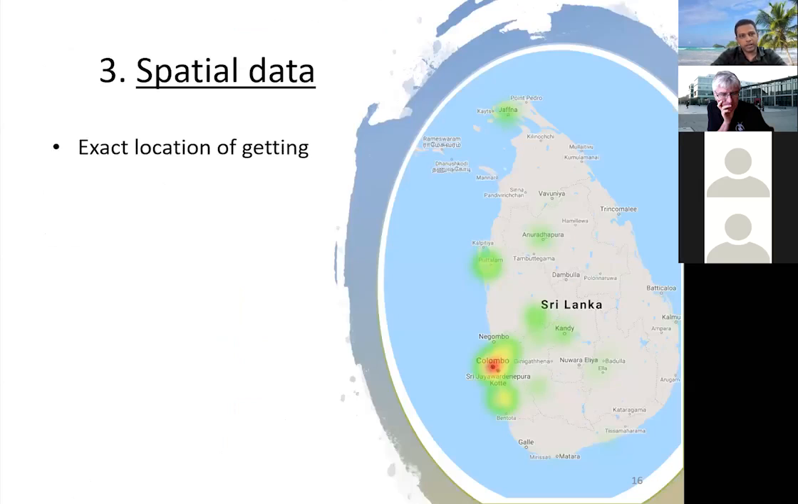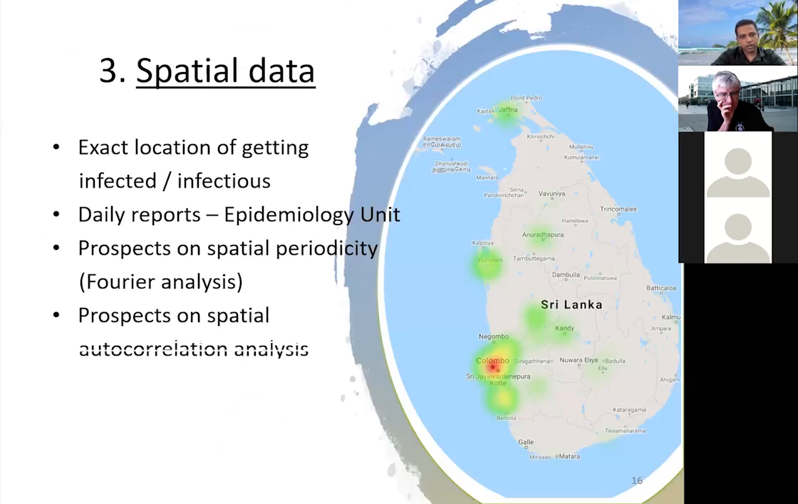And then space data. I will quickly go to the situation here. Now you can see this diagram, a Sri Lankan map. Hotspots are given in red, and the next hotspots are given in yellow and green. To see the exact spatial distribution, we should locate exactly with the patients. I mean, what is the exact position of getting infected and getting infectious, because those two might be different.